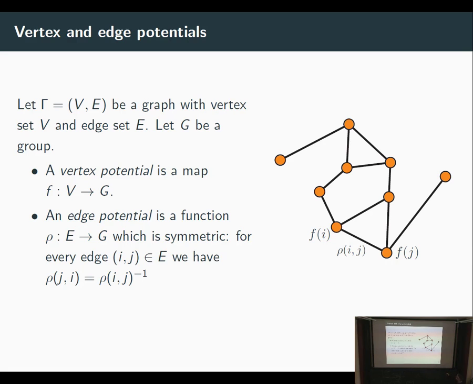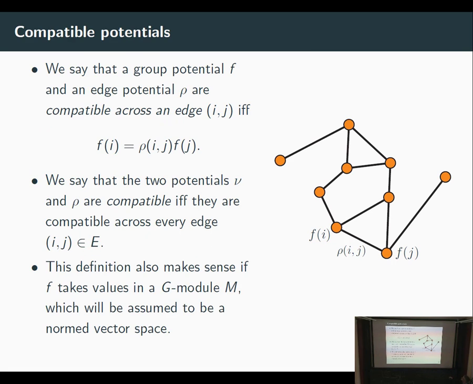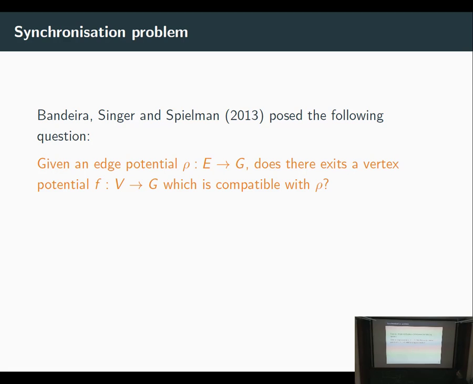So the edge potential is symmetric, and this is a compatible potential. This is really the definition of my compatibility question. So I really want compatibility. If you go from here to there across this edge, the group element you brought with you is the product of the two that you find en route. So the synchronization problem is this question: if you have an edge potential, does there exist a vertex potential which is compatible with rho?